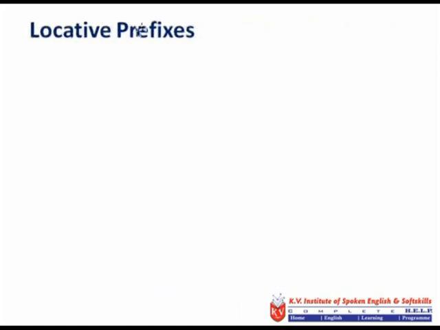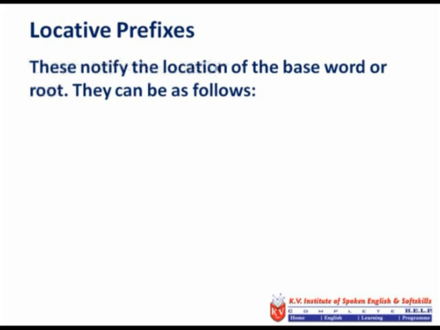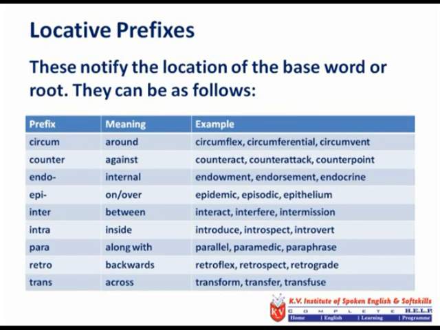Now let's see locative prefixes. These notify the location of the base word. Circum means around. Some of the words are circumflex, circumferential, circumvent. Counter means against: counteract, counterattack, and counterpoint.